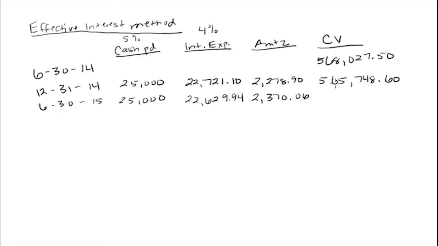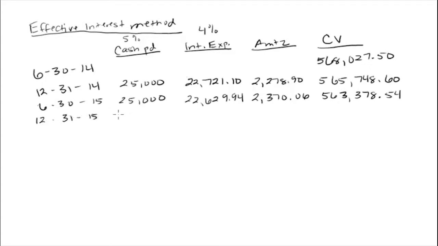We take the difference to find out how much to amortize of the premium, and that's 2,370.06. Again, carrying value is getting lower, so the interest expense is going to go down as well, and we amortize more each time off the premium. So now my carrying value is 563,378.54. Let's do one more.